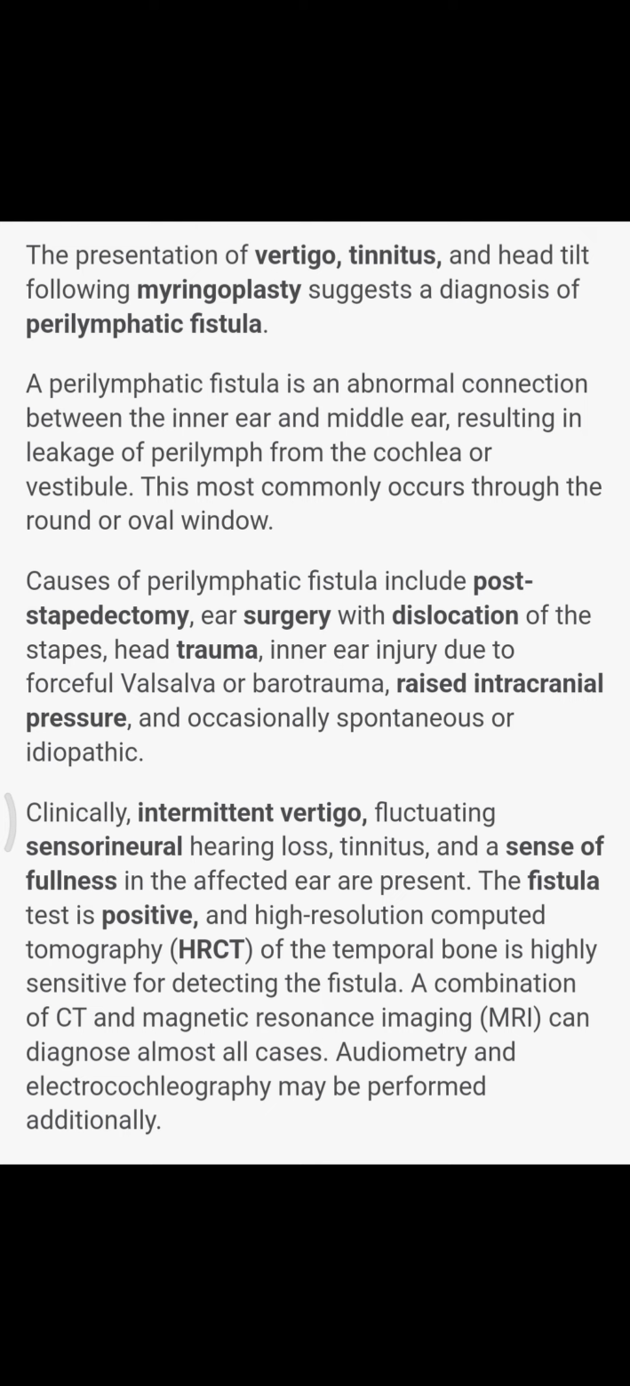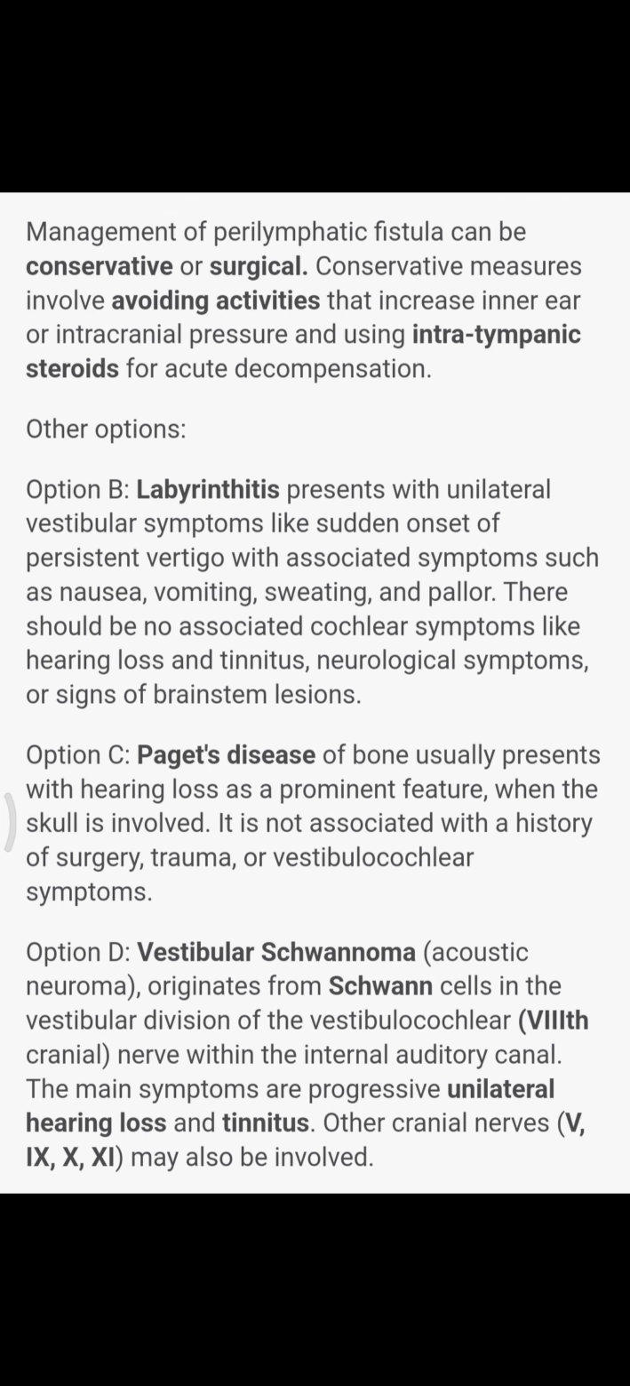So I have just talked about the clinical features, and let's talk about the management of perilymphatic fistula. It is conservative or surgical. Conservative measures involve avoiding activities that increase the inner ear or intracranial pressure and using intratympanic steroids for acute decompression. In other options, there were labyrinthitis, Paget disease, and vestibular schwannoma, which I will discuss one by one.